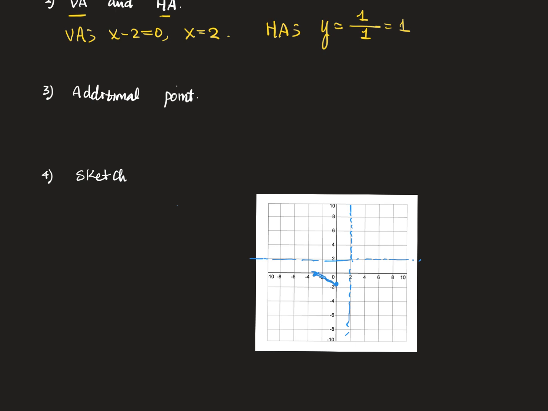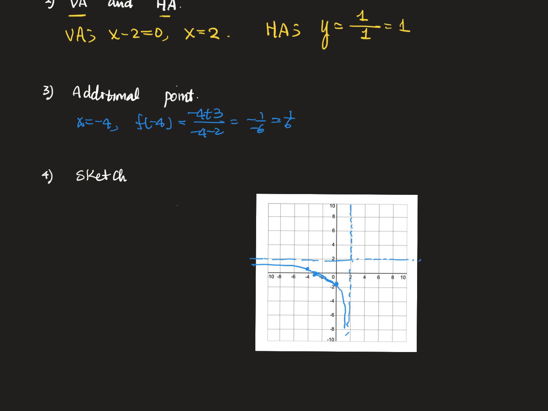Then you plug in any number right here and figure it out. That gives the additional point. So x equals negative 4, f of negative 4. You calculate negative 4 plus 3, negative 4 minus 2, negative 1 over negative 6. That's 1 over 6. So that's going to be right here. This is the horizontal asymptote right there, and the vertical asymptote right there. Okay, that's how you sketch it.